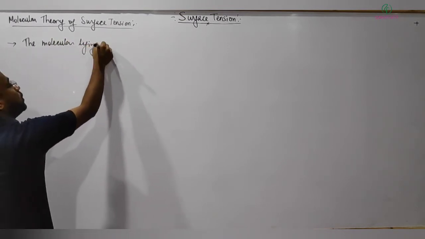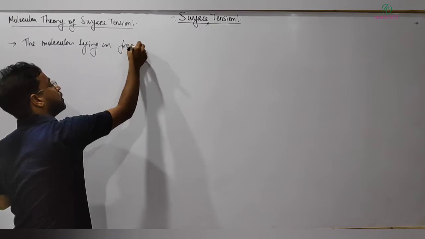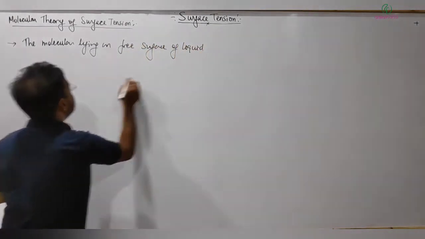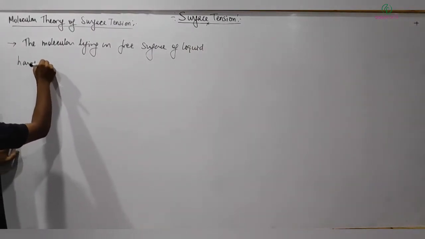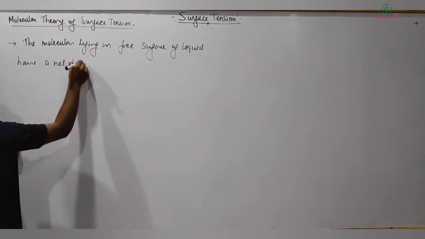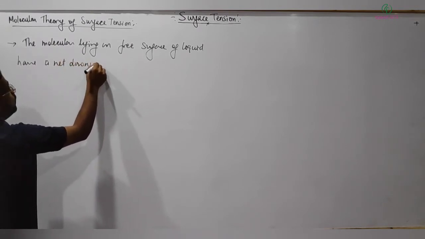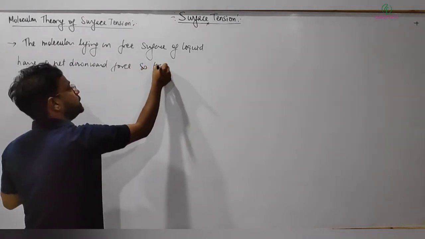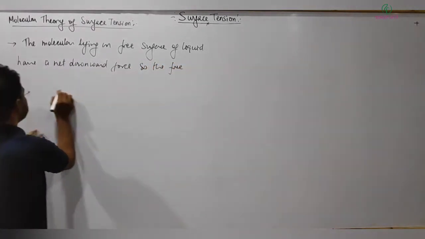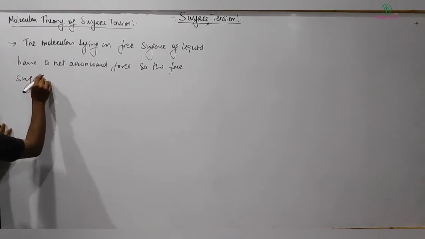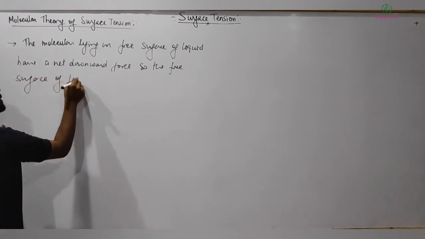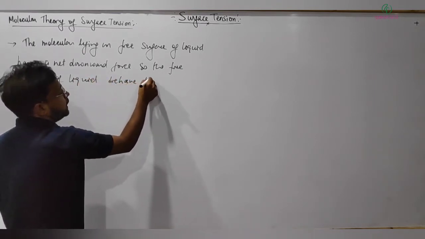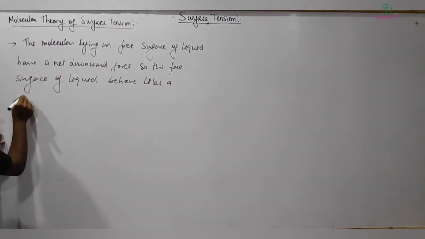lying on the free surface of a liquid have a net downward force. So the free surface of a liquid behaves like a stretched membrane.